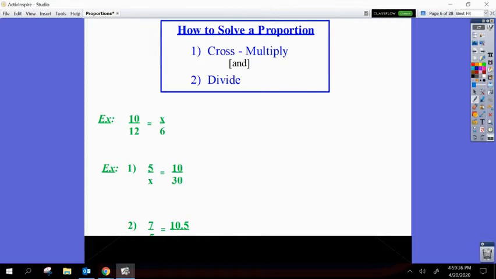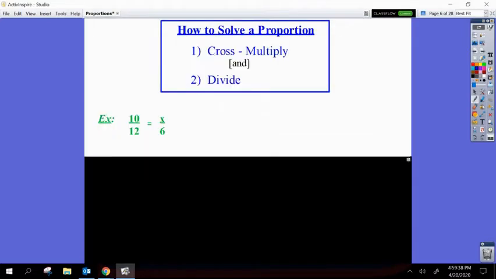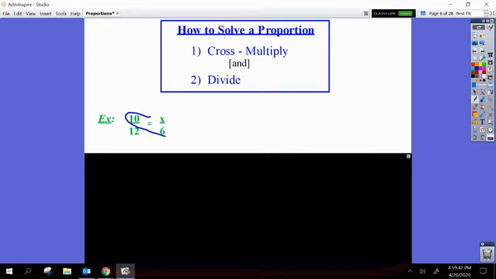So if you look at this example, we do 10 times 6. Those are the two numbers that we can actually do. 10 times 6 is 60. The third number that's left is 12. Divide by 12. 5 is what x is equal to. It's cross multiplying and dividing.